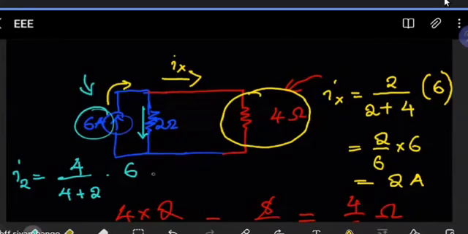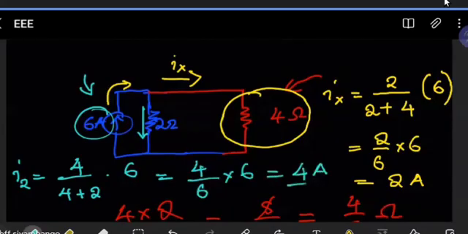So in this case, this will just be 4/6 multiplying 6, which will be equals to 4 amps. So this is the current that goes towards the 2 ohms. But I want you to also observe one thing.